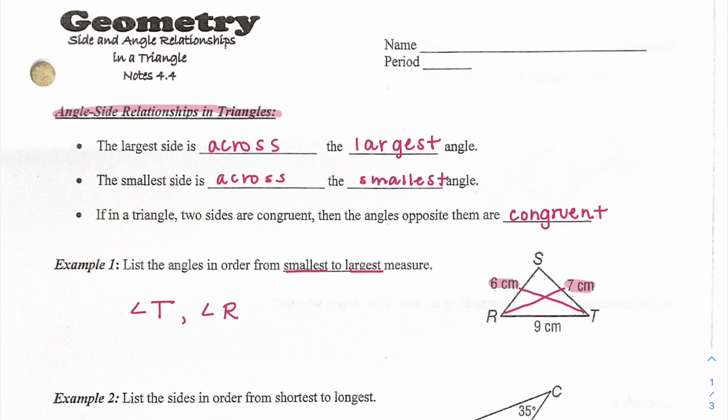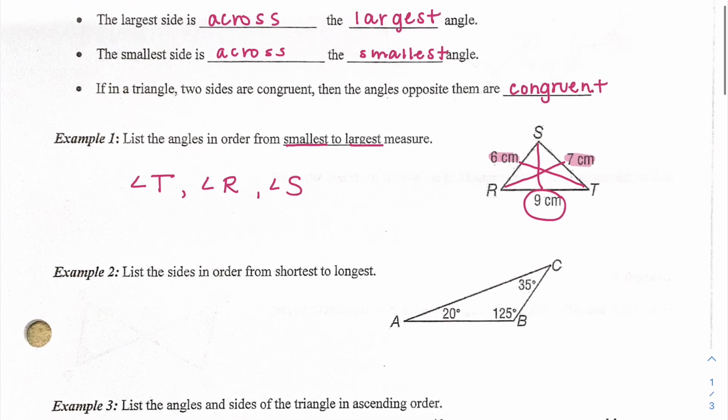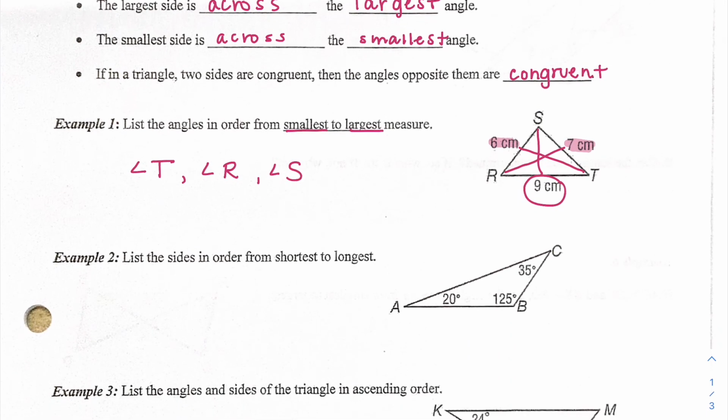The next smallest side is side 7 centimeters. The angle opposite of that is angle R, so that'd be our medium or our middle angle, which means our final angle, or our largest angle, will be across from that largest side of 9 centimeters. That one is going to be angle S.